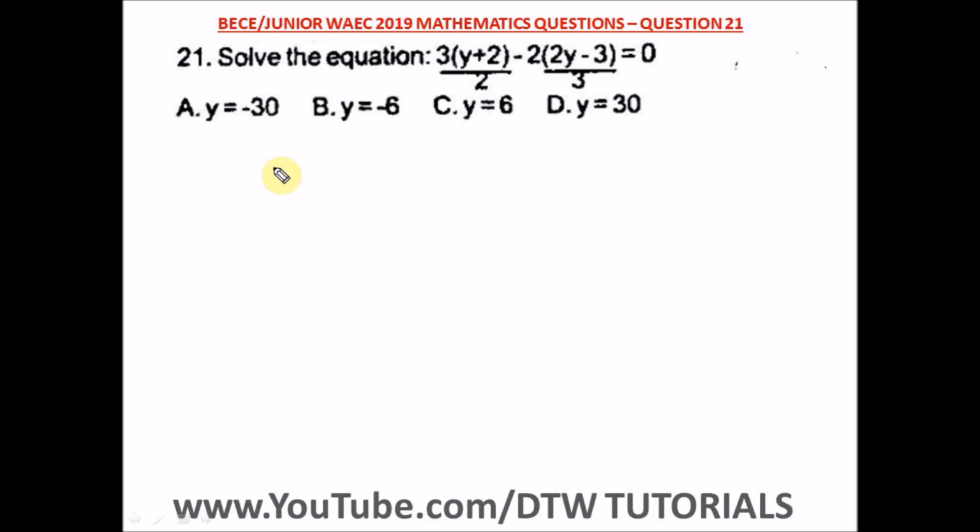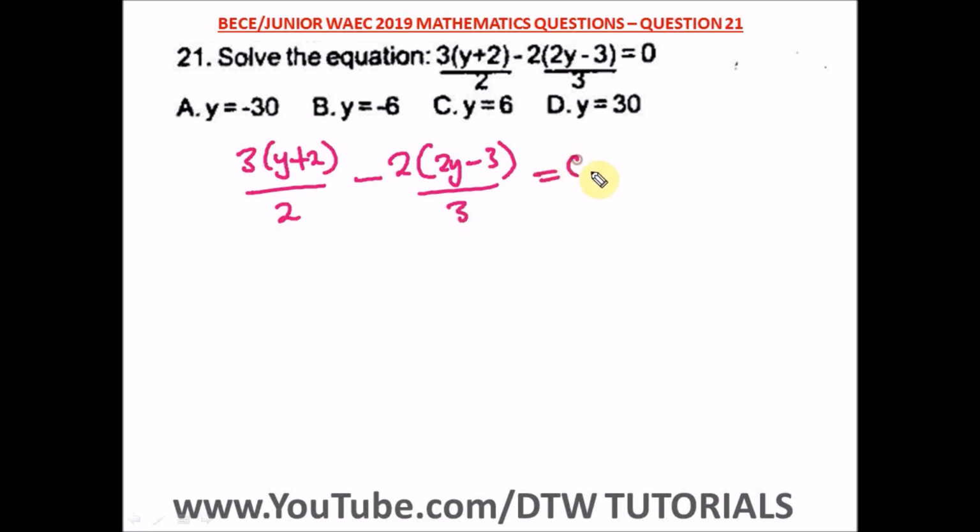Question 21 of the BECE Junior WAEC 2019 Mathematics Past Question. It says solve the equation. So we have 3 bracket y plus 2, close the bracket, divided by 2 minus 2 bracket 2y minus 3, close the bracket, divided by 3 equal to 0. Alright, so we have to solve this. So what do we do first? Let's try to clear out our denominator.